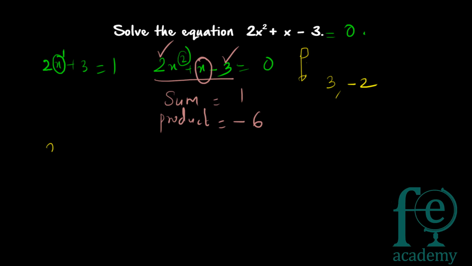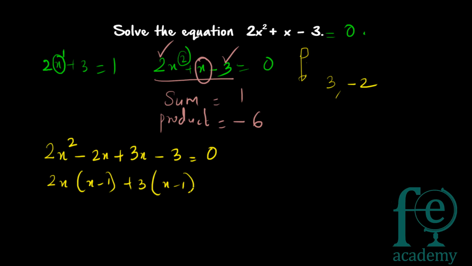minus 6. So you can rewrite this equation as 2x square minus 2x plus 3x minus 3 is equal to 0. You are just splitting up this x. You have to get the sum equal to x. So you split it as minus 2x plus 3x minus 3 is equal to 0. Then you can take 2x common here: 2x into x minus 1, plus 3 into x minus 1 is equal to 0. So you will get 2x plus 3 into x minus 1 is equal to 0.